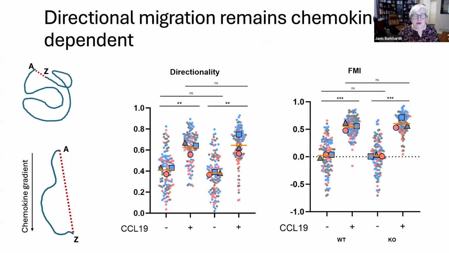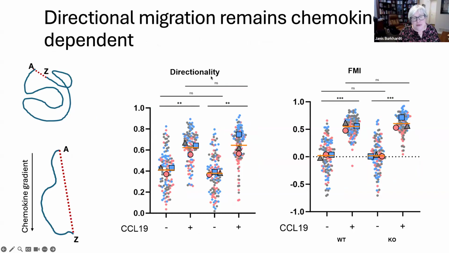However, they're not more directional. So for those of you who don't think about this stuff every day, there's a couple of different ways to track how far a cell goes. One way is you track the total distance that it traverses, and the other is you track how far it got from its starting point to its end point. And if you divide this crow's fly distance by the total distance covered, you get what we call directionality.